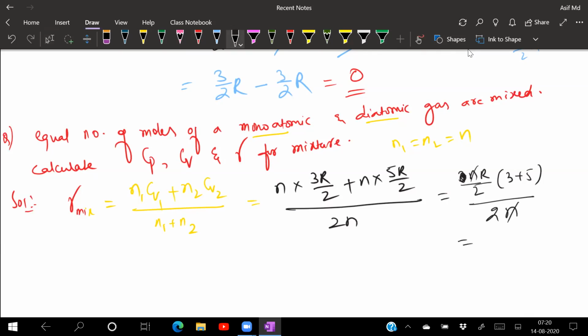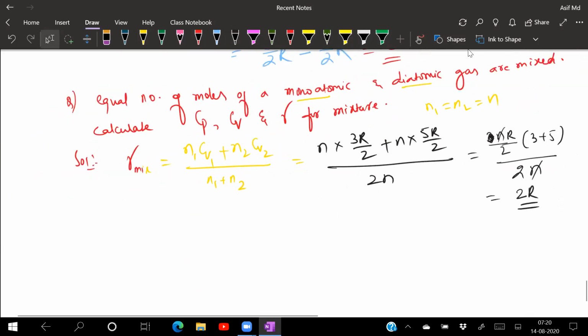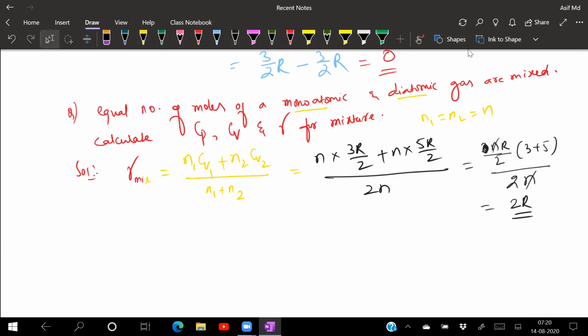Then we get 8R by 4, which is 2R. So we got one value. What is that? We got the Cv, the Cv of the mixture.